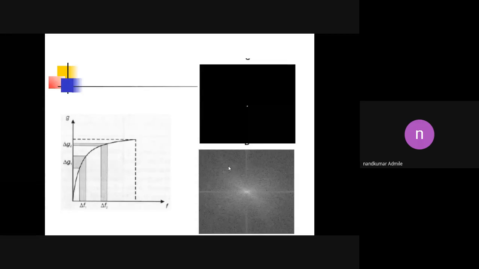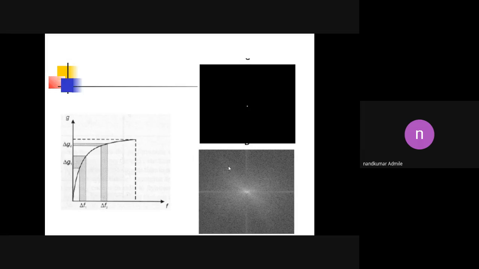Okay, so the next thing is brightness enhancement. Brightness enhancement is a simple technique. By using brightness enhancement, we can enhance the brightness in a particular area. Here we can observe one image, and in that image there is one white spot at the center.